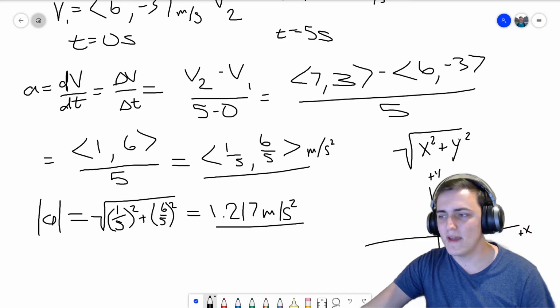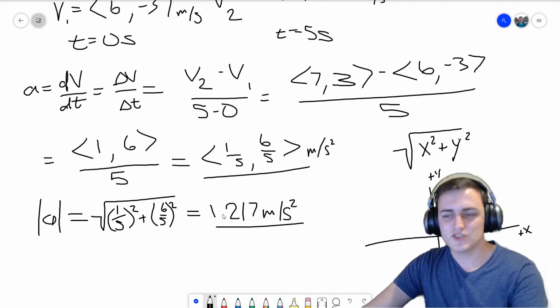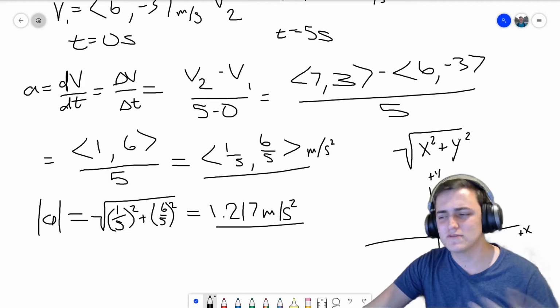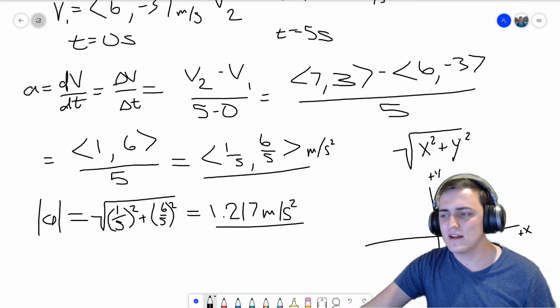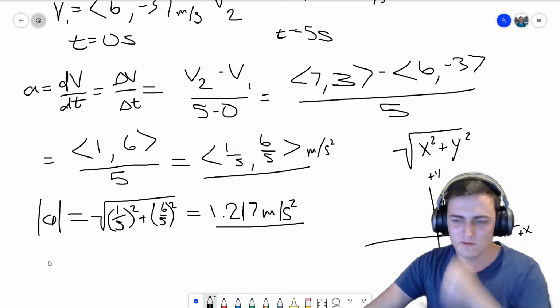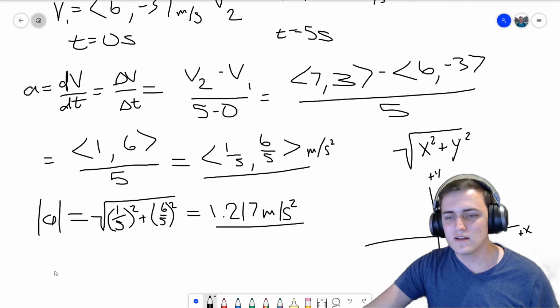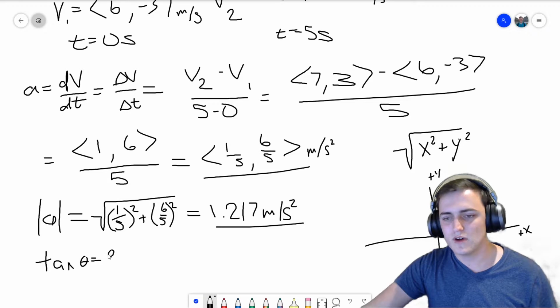Well, we found the magnitude to be 1.217. And it's nice to just have a decimal for that magnitude. The form doesn't really matter. Now we have to find theta. Using trig, we know that tangent theta is equal to opposite over adjacent. And so we can apply that to this triangle.